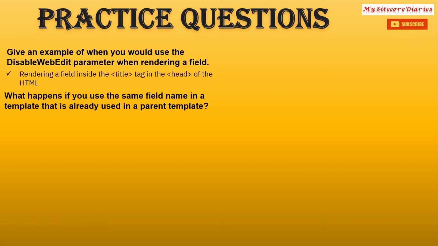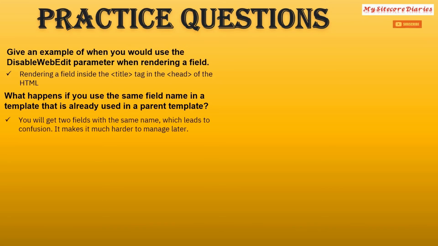What happens if you use the same field name in the template that is already used in the parent template? We have a video created specifically on this topic. If you have two fields with the same name in two different templates which are inherited, what will happen? You will get two fields with the same name, which will lead to confusion and makes it harder to manage later. I will advise you to watch that video. I will provide the link in the description, where I have explained it with an example. If you have the same field and section name in two templates, what happens?